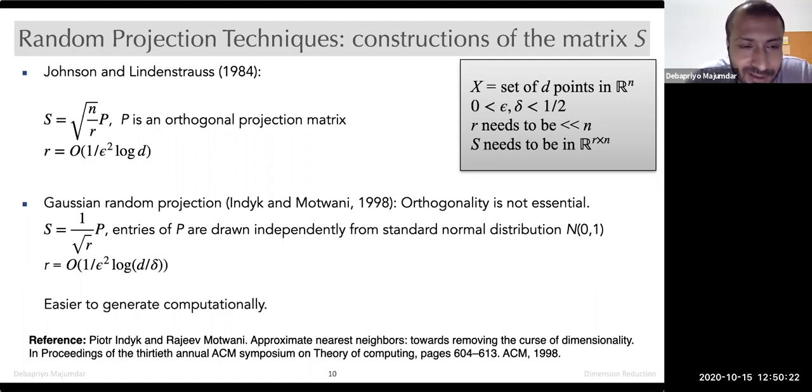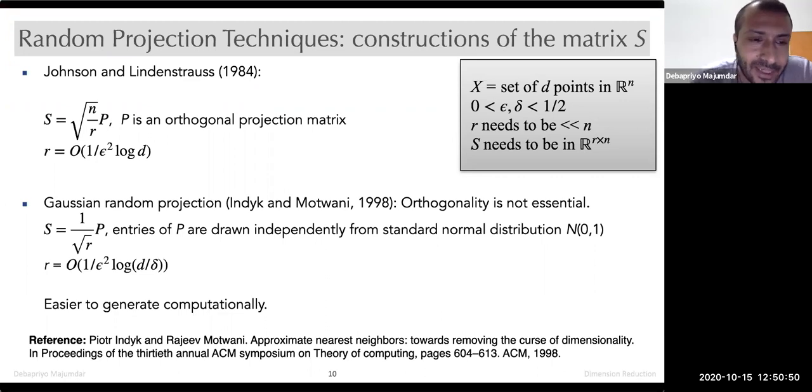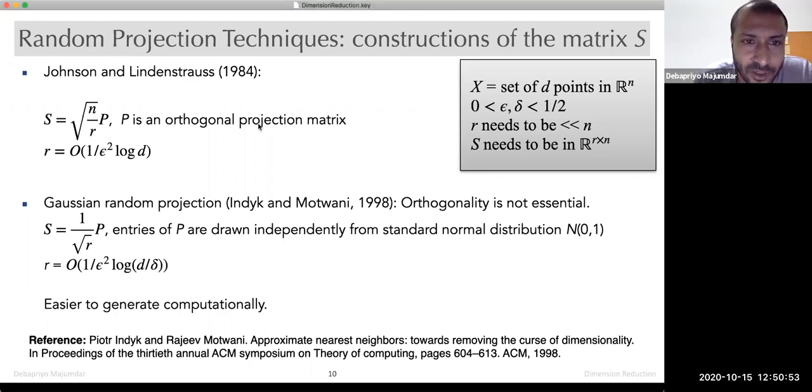You don't get anything. If you want delta to be, let's say, very small, 0.05 or something, that means you want a 95% guarantee, then it's basically log of d by 0.05. So if you want a 5% error or 95% guarantee, that means d by 0.05, that means 20 times d. So then you have a log factor times d. That's what you sacrifice by removing the orthogonal condition, but you get a lot of computational advantage. So these are two constructions.